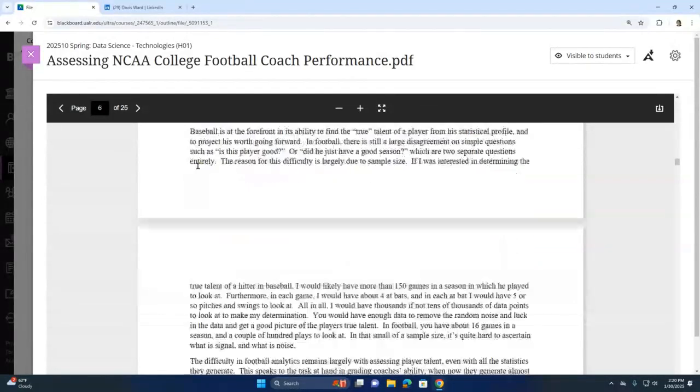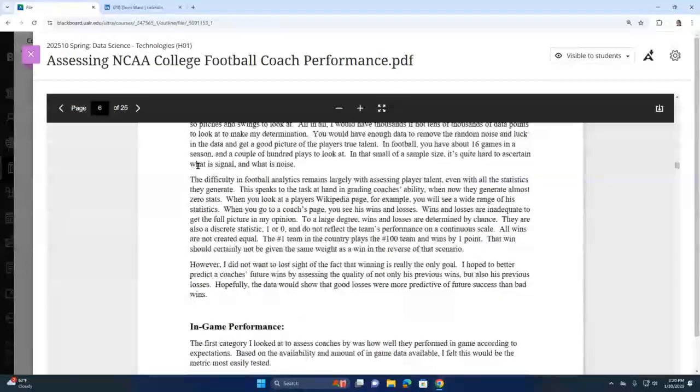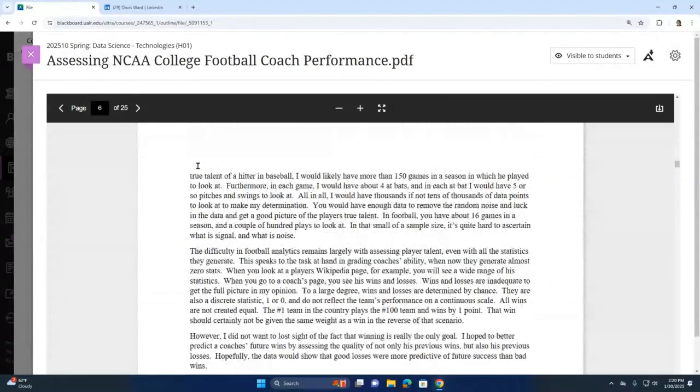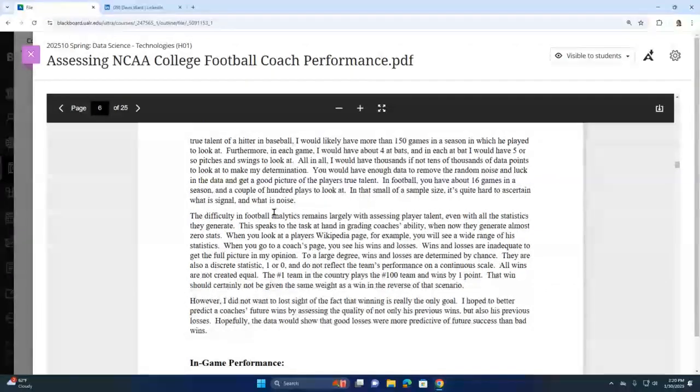So then he talks a little bit in his analysis section, and what was nice is he has an introduction to his analysis. Because he was looking at 3 different metrics, he decided he would organize his analysis into 3 different subsections: in-game performance, the ability of the coach to develop talent of their players, and then recruiting.